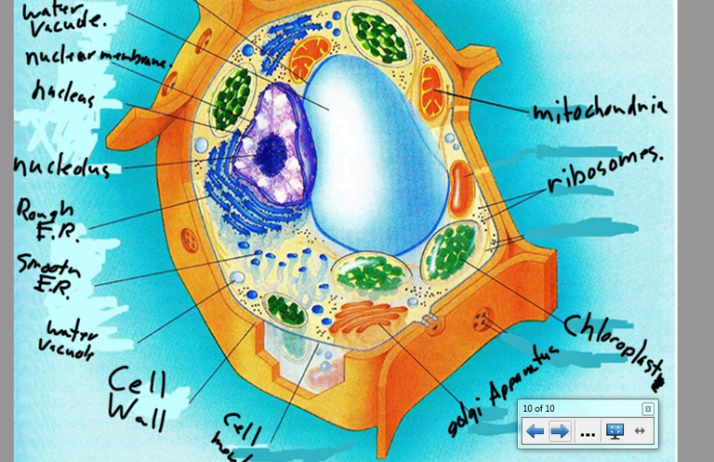So expect, guys, that probably next week sometime we might have a quiz involving labeling the parts of the cell. Wow, that was incredible timing.